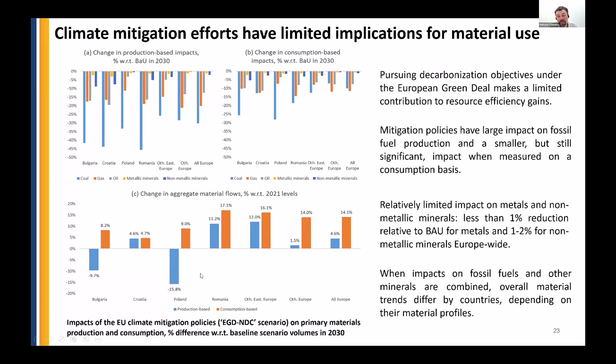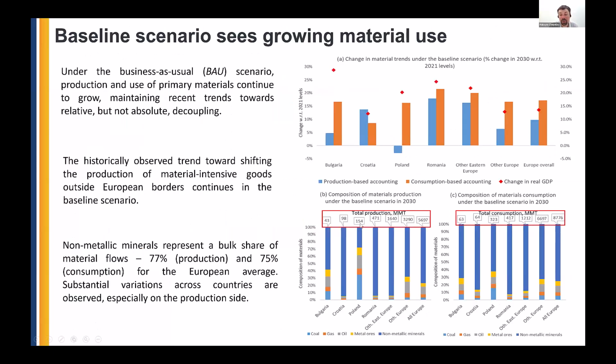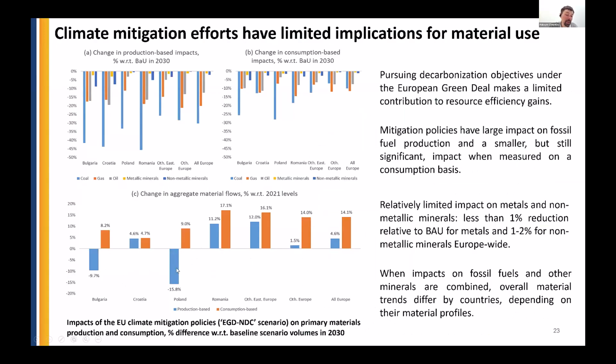And we also see that in very few cases there is an absolute decline in material use relative to 2021 levels. So in case of Poland, and also from a production-based perspective. And that's because Poland, as you have noticed in the previous slide, has a pretty substantial share of fossil fuels on the production side, but less substantial on the consumption side, right? So when we reduce coal production, obviously, we have this substantial impact on production-based material use, but not that much on consumption. And that's a similar story observed in other countries.